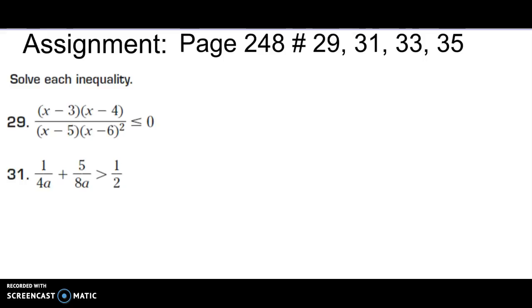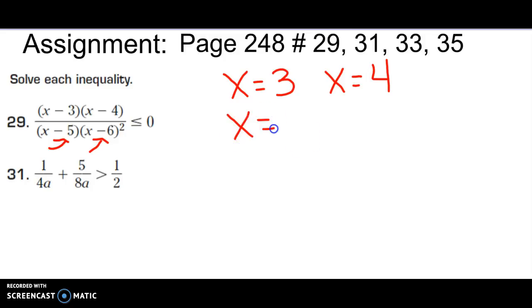It's pretty much already solved because it's been factored. So we know what our solutions to this equation are. We know that the x-intercepts are actually our solutions if we were going to graph that. So we've got x equals 3, x equals 4, and then anything that's going to be a point of discontinuity is also going to be part of what we're going to test. So x equals 5 and x equals 6.